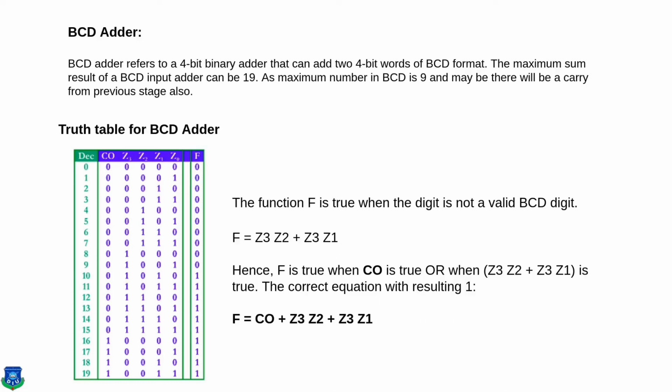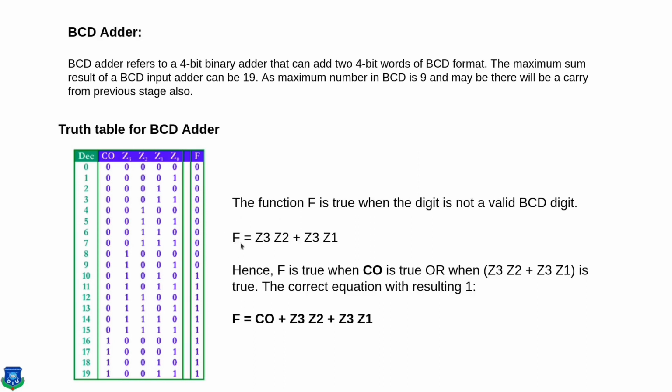The logic circuit that checks the necessary BCD correction can be derived by detecting the condition where the resulting binary sum is decimal 10 through 19. It can be done by considering the shown truth table, in which the function f is true when the digit is not a valid BCD digit.